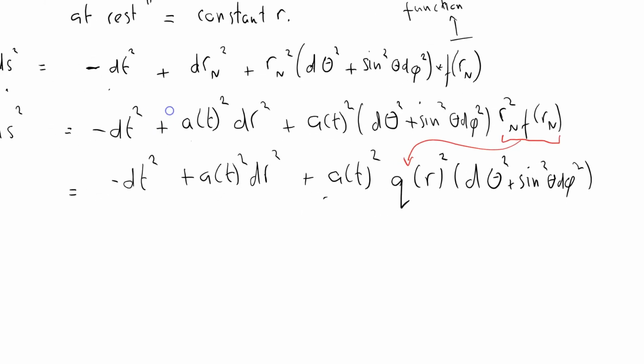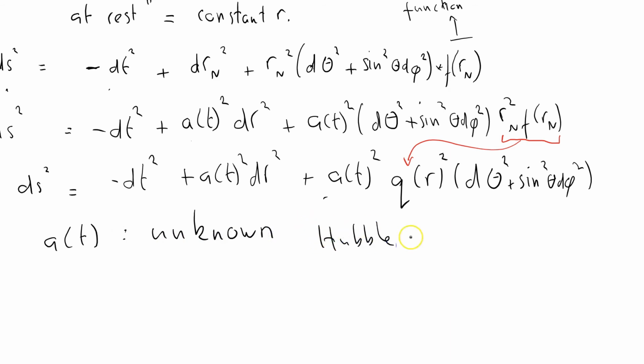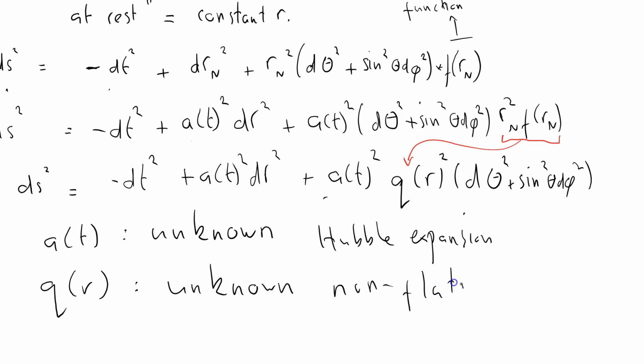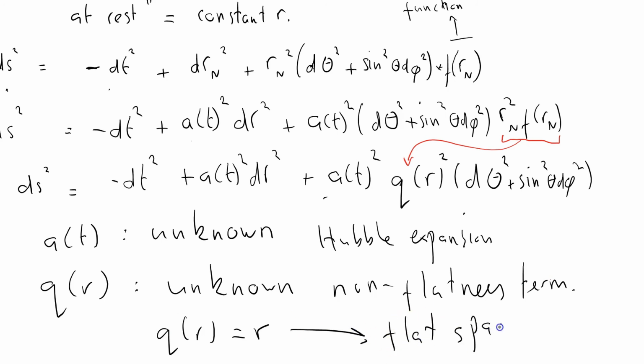So we've got two functions here which are unknown in ds squared. a of t is an unknown, we'll see if we can pin it down later: an unknown Hubble expansion term. And q of r is as yet unknown: a non-flatness term. The way I've set it, q of r equals r corresponds to flat space. Because if q of r equals r, we've just got regular spherical symmetry. We've got flat space, and so volumes work as you think they do, and Pythagoras' theorem works, and everything's nice.